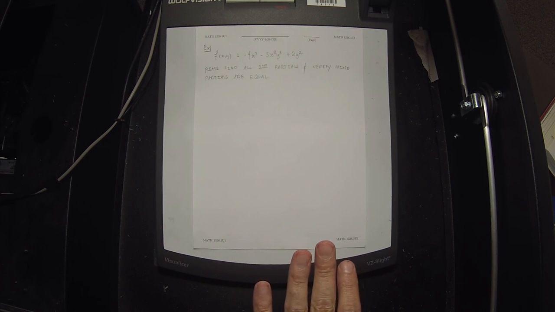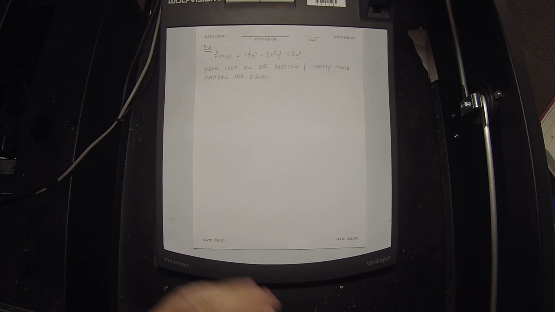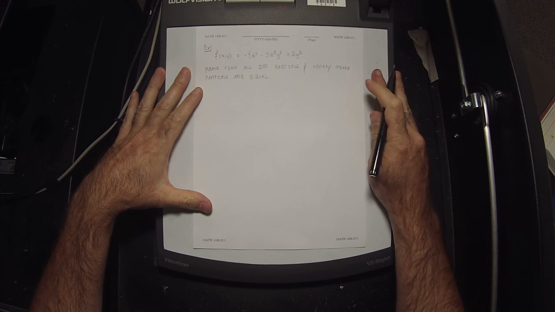So to answer this exercise, how many partials will you have to evaluate? Four. More than that? Six. Why six? The two first partials and the four second partials. Did you see me do that? I tried to hold up four, and then I had my thumb out. Six.